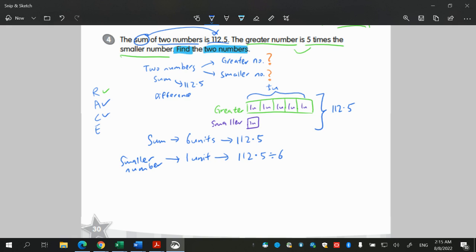Do you know how I got the 6 units, the sum? Well, take a look at the model. Take a look at the model. Did it help you see where I got the 6 units? Okay. Going to do my working here, on the right side.